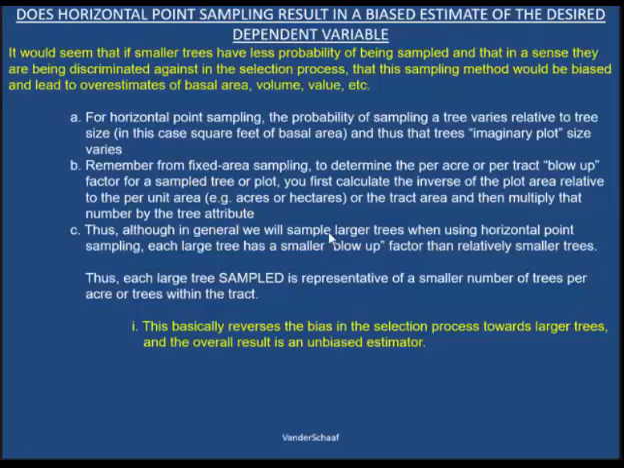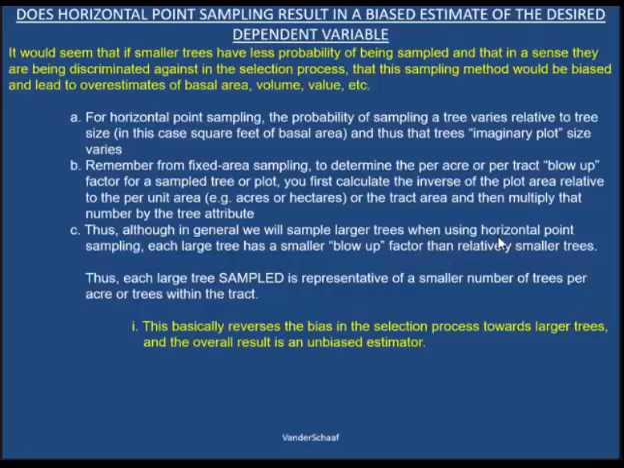Thus, although in general we will sample larger trees when using horizontal point sampling, each large tree has a smaller blow-up factor than relatively smaller trees, because its imaginary plot is larger, so therefore it expands or blows up less into a per acre basis. If I have a larger plot, which allows me to have a greater probability of sampling that tree, when I expand it to a per acre basis, it has a smaller expansion factor. That larger tree represents fewer trees per acre, because its plot takes up a larger part of the acre.